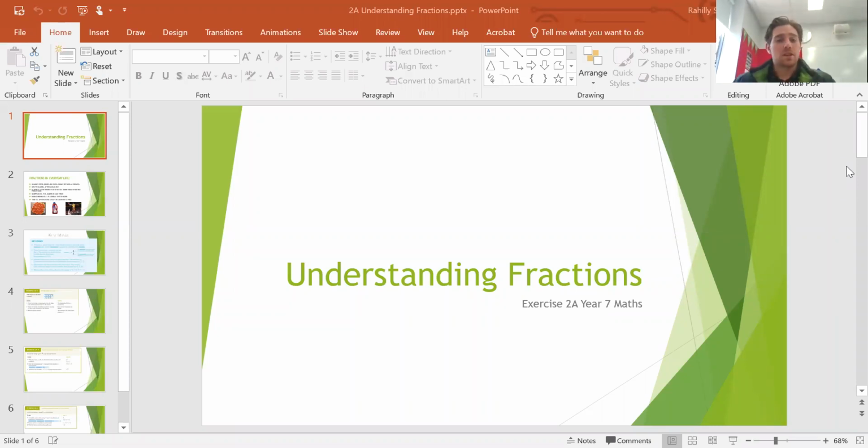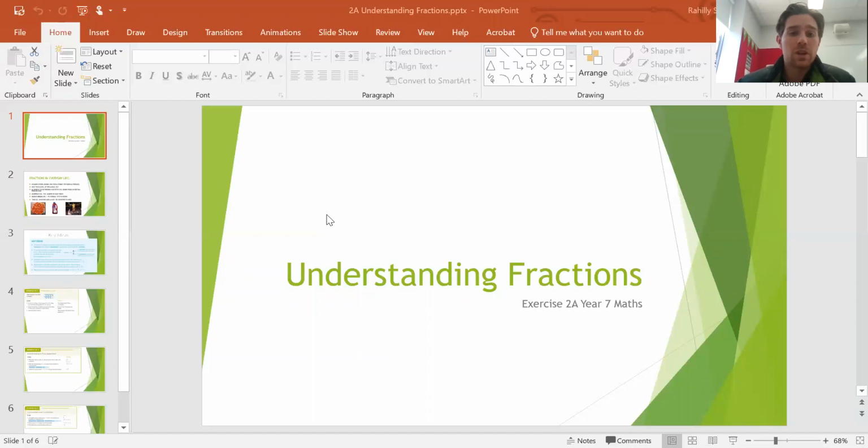I know a couple of classes started looking at fractions at the end of last term when we were back at school, so we're just going to continue on with that today. We're starting at chapter 2A, so the first part of fractions. Like I said, I know some classes have begun this, but we're just going to start fresh again here. So we're looking at understanding fractions, chapter 2A from our textbook.